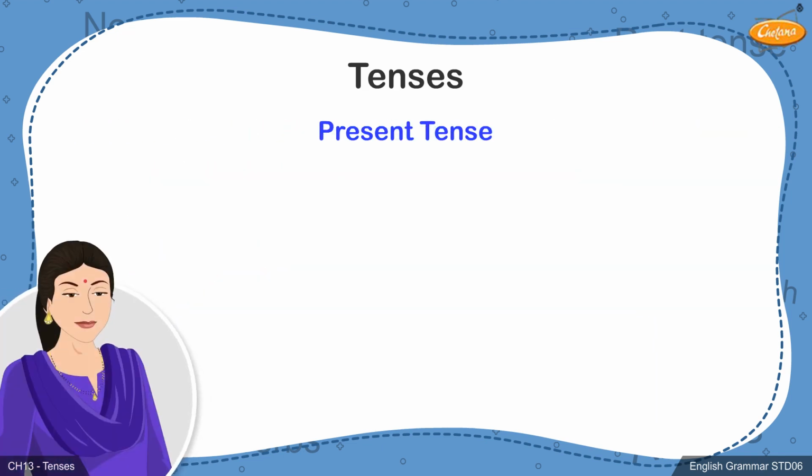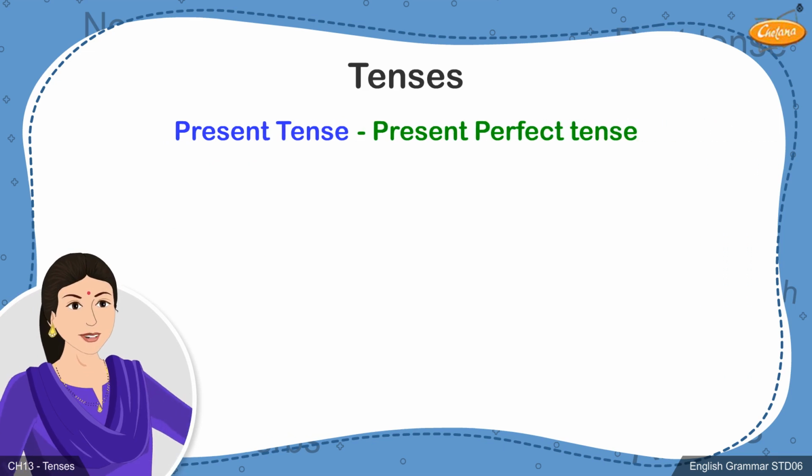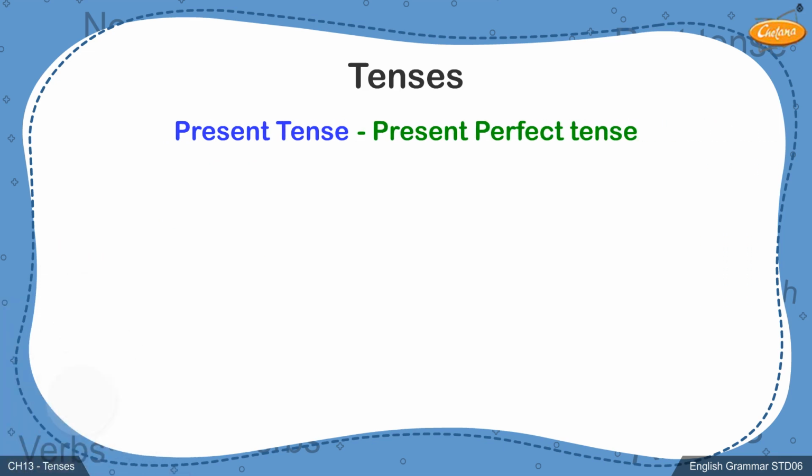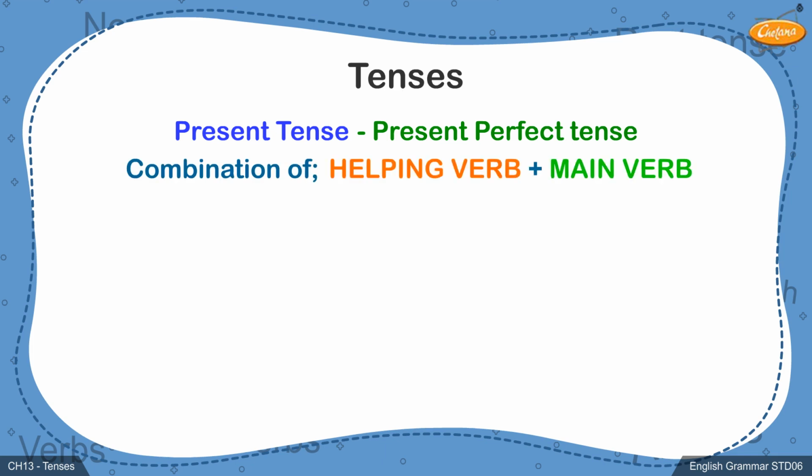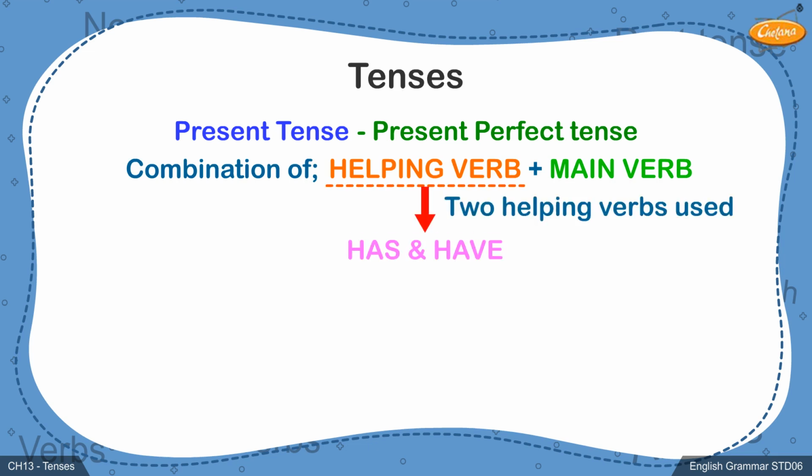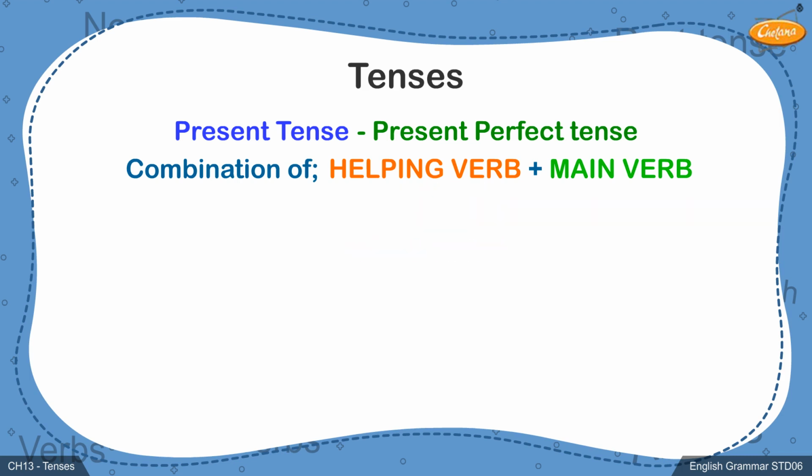Next, we move on to present perfect tense. Here again, the verb is a combination of a helping verb plus main verb. Two helping verbs, has or have, are used in present perfect tense. They are used with the following pronouns: I or you or they or we have.